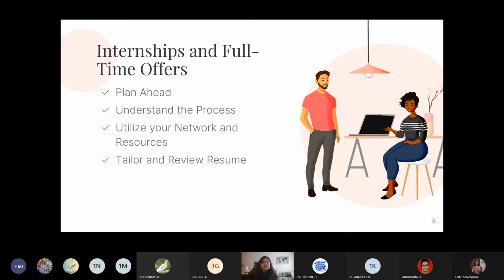Understand the process. The visa and the process is very important. So just do your research and get to know how it works. Utilize your network and resources. Your school will have resources. LinkedIn is an excellent resource. Indeed, Glassdoor. Just understand what the companies expect, read through interviews, speak to people, and then you'll get an idea of how it is. So utilize the resources efficiently.